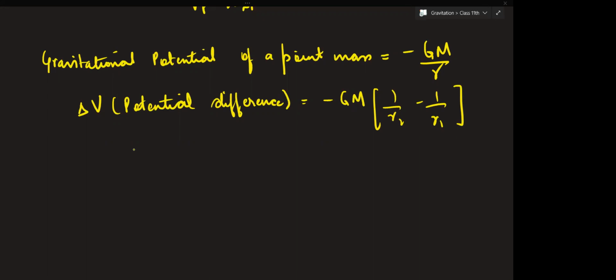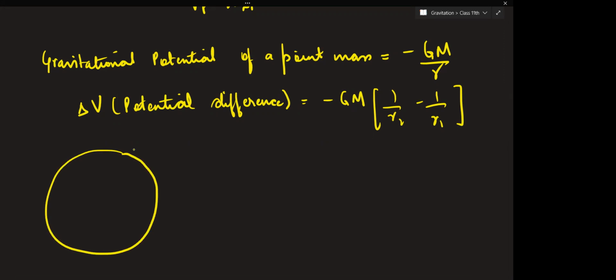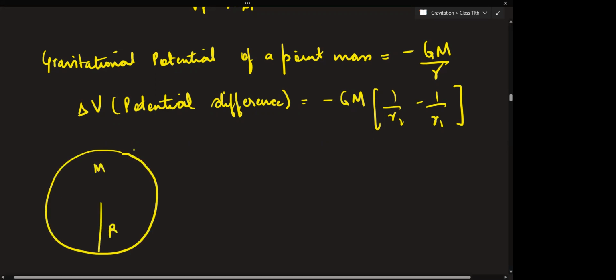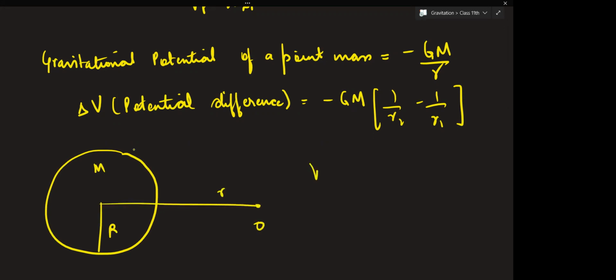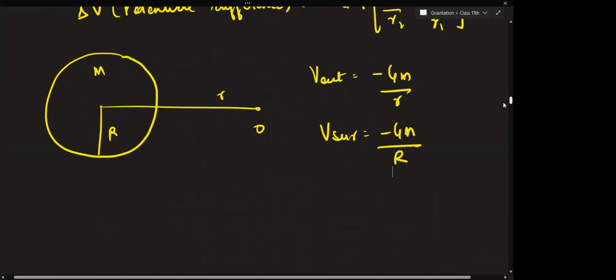Gravitational potential for a spherical shell, if you are asked to write. You will be writing the same things that you have calculated for the gravitational field part. Fine. So let's say mass is M, radius is capital R, small r is the separation from a particular point. Now see, the potential at the outer surface will be minus GM by r only. At the surface, it will be exactly the radius.